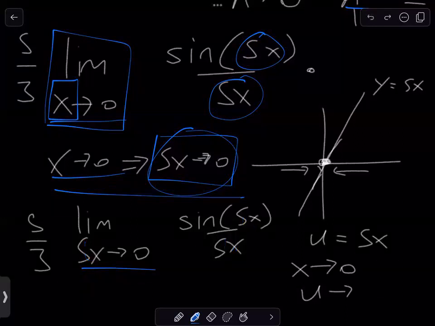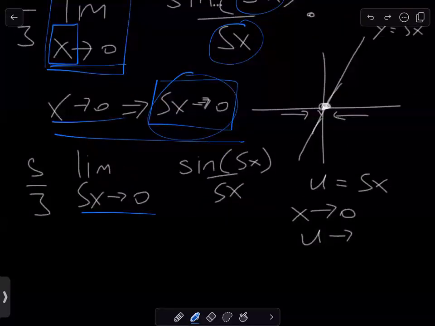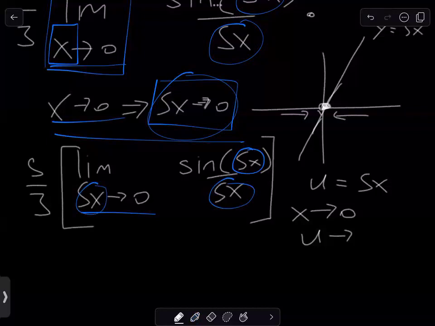Okay, so that's what we have. Now, look at this. We have the same here, we have the same here, and we have the same here. So this entire thing here within brackets that I've just highlighted, that's going to be 1. So it's going to be 5 over 3 multiplied, again, dot for multiplication, multiplied by 1. That's going to be 5 over 3. The same exact answer that we got when we used Bernoulli's rule.